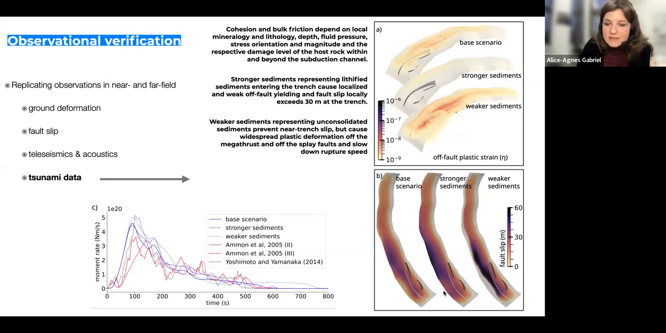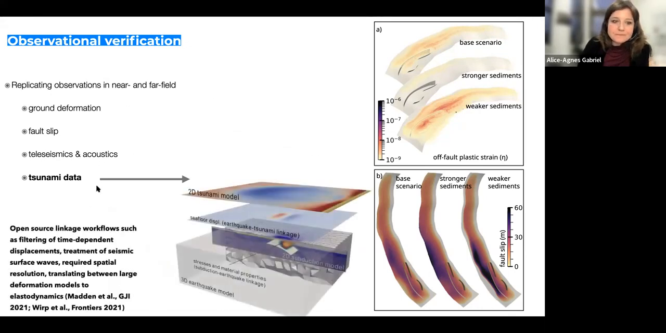If we are using this dynamic source scenario in GeoClaw, in that case to model the tsunami, we actually see quite a large difference. And what we show here also, in the base scenario, the weaker sediment model is rupturing much longer, almost to 800 seconds, but that is something that's also tricky to resolve. So this is following a workflow we've been developing over the last years, where we've been linking these models and using them as input for tsunami models.